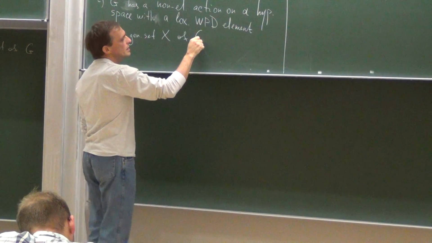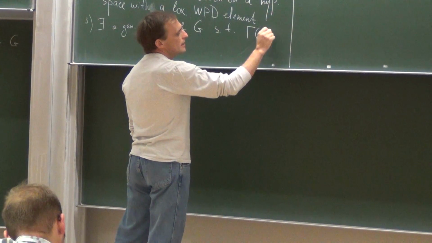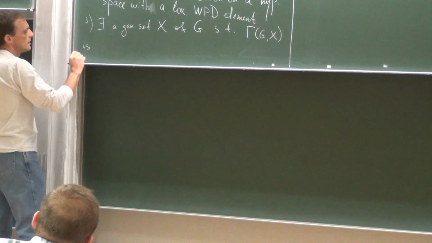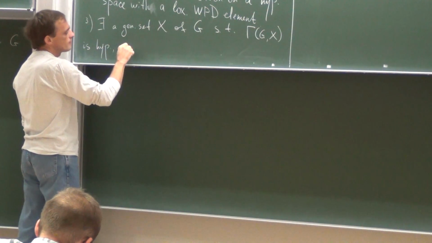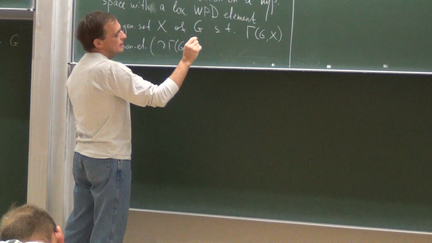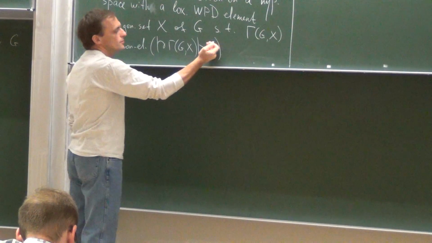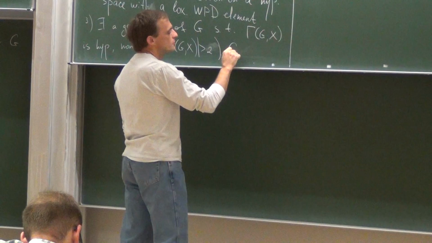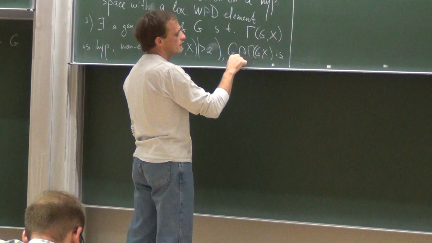X of G such that the corresponding Cayley graph Γ(G, X), that's my notation for the Cayley graph of G with respect to X, is hyperbolic, non-elementary, which means that the boundary of this Cayley graph has more than 2 points. Well, more than 2, which is the same as infinitely many. And the action of G on the Cayley graph is acylindrical.